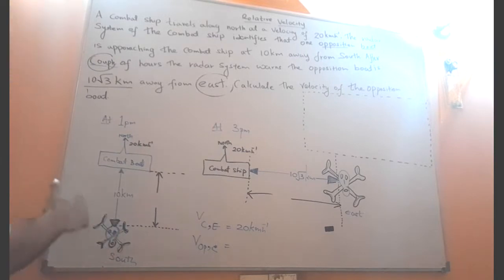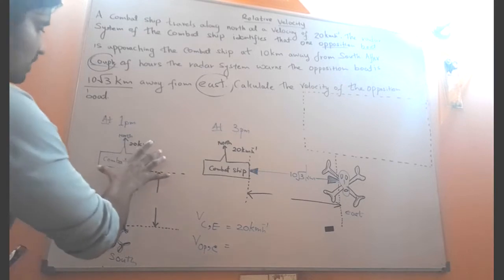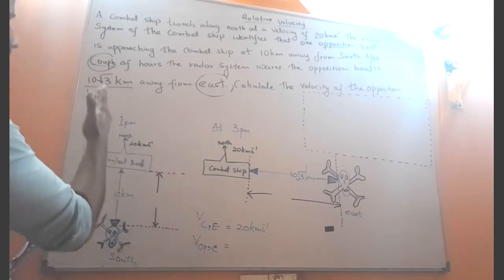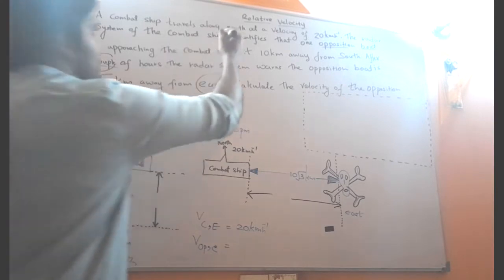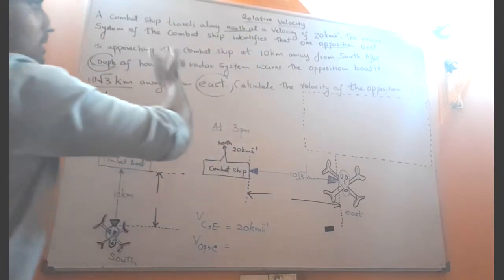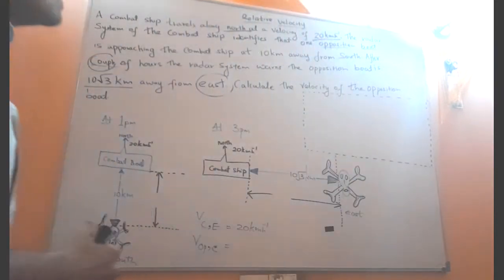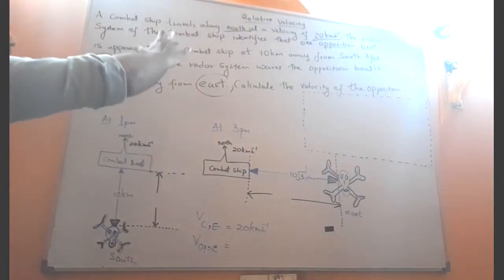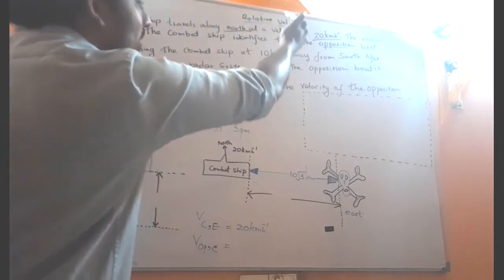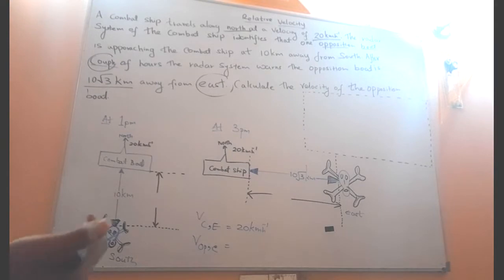When you consider the first scenario, the combat ship is traveling along north. Why north? Because it is said north. Combat ship travels along north at a velocity of 20 kilometers per hour. That means that velocity is relative to Earth.